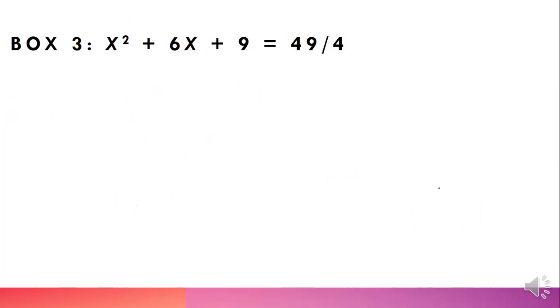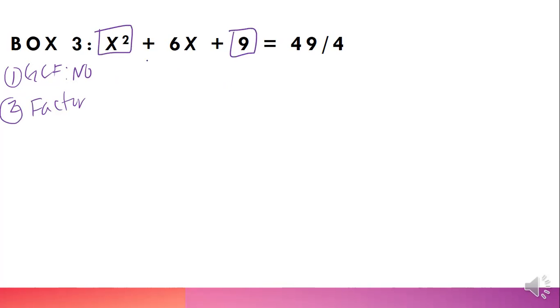So let's try it again. So step 1 is always check for your GCF. And in this case, again, we're lucky. There's no GCF. Step 2 is to check that you can factor it as a perfect square. That means you're checking A term and C term. Is this a perfect square?